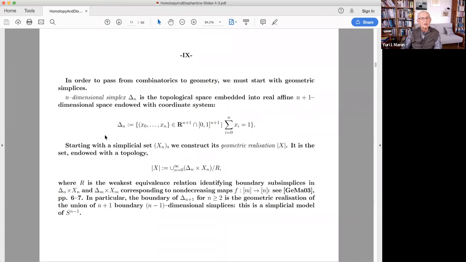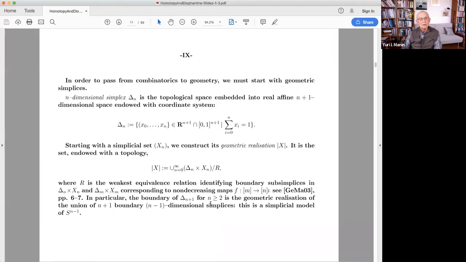We start with geometric simplices. I already gave their definition. But then, starting with a simplicial set, we construct its geometric realization, its product of simplices. Product meaning simply that for each n, we construct as many independent simplices as we have points in the set X, and then produce the biggest equivalence relation which is needed for this.